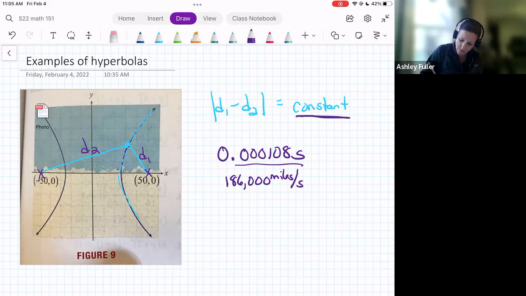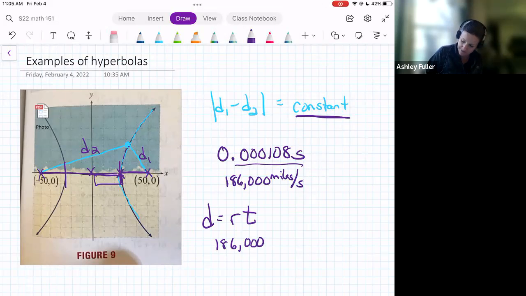If this ship is traveling and wants to know where it's going to reach shore, remember that this distance minus this distance is going to leave you with this value, which is 2a. And so from wherever the center of that hyperbola is, they can calculate their distance here. Well, we know a formula for distance. Distance is rate times time. We know the rate at which the signal is traveling, times the time difference. And that's going to give us a distance of 20 miles.